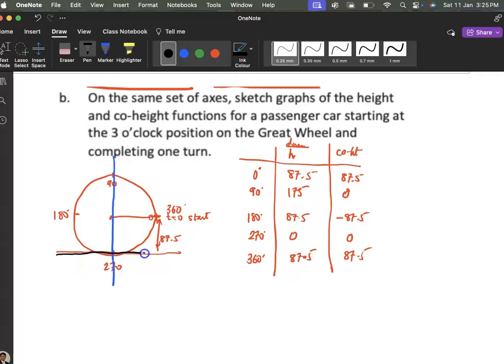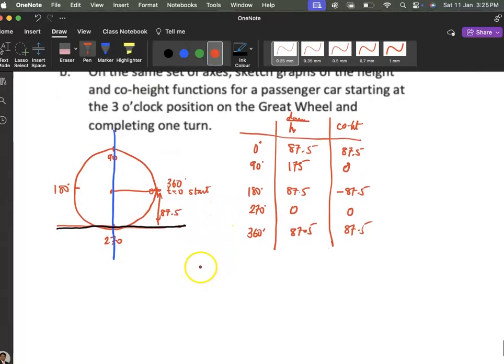If you're looking for the height, you look down. And for the co-height, you look at the blue line. I'll remember that. Just draw that and now you draw the variation. So now let's do the height versus the co-height on the same set of axes they want.